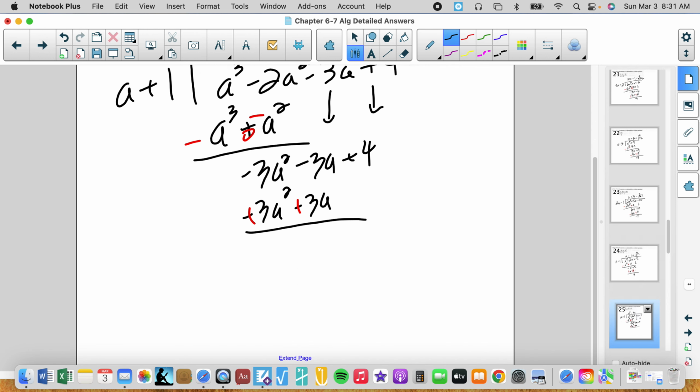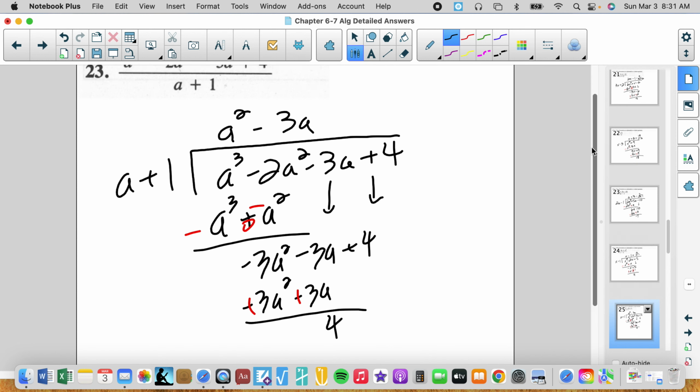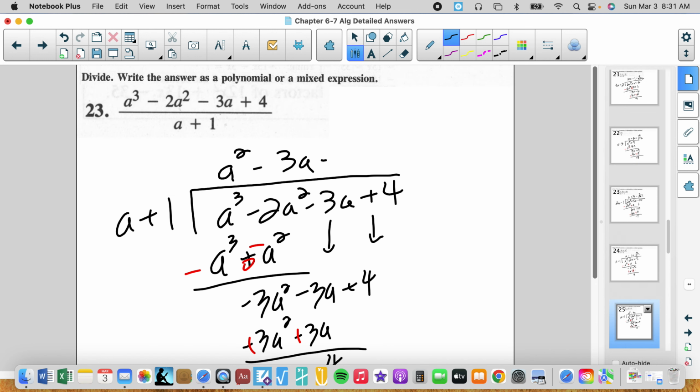That cancels, and you're left with 4. So that's your leftover. Ooh, plus 4 over a plus 1. All right, just understanding your leftover and what that means. Yeah, I like that. That was pretty cool.